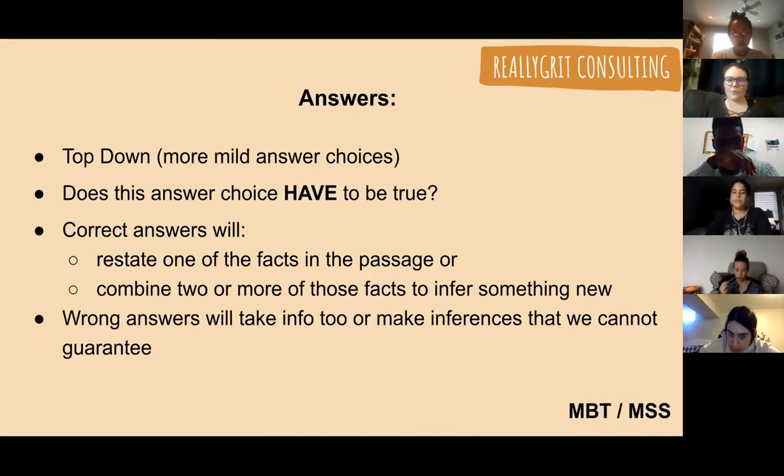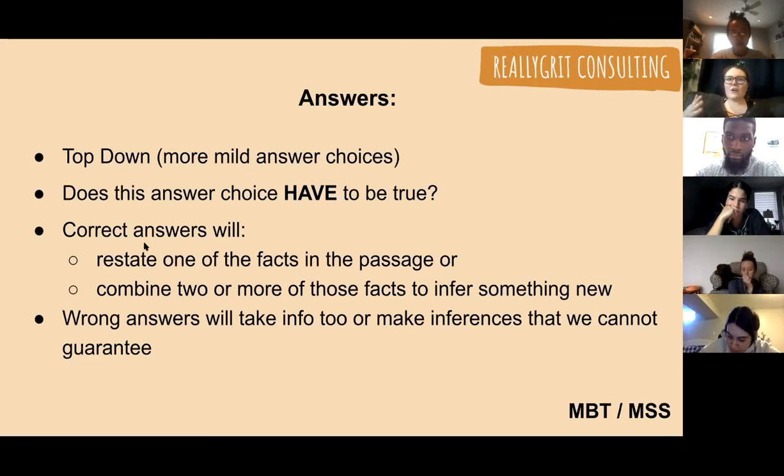Then whenever you go through them, we'll just ask ourselves, does this answer have to be true? And the correct answer choices oftentimes will just restate one of the facts in the passage. They might use a synonymous word for it, or they might negate the sentence. So if they said, every car that goes to the shop will get a car wash.